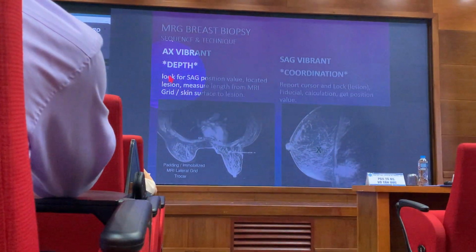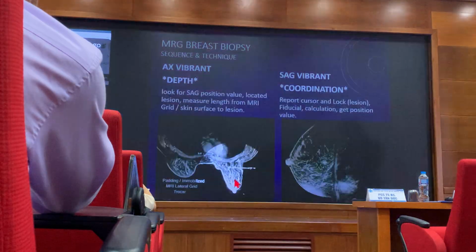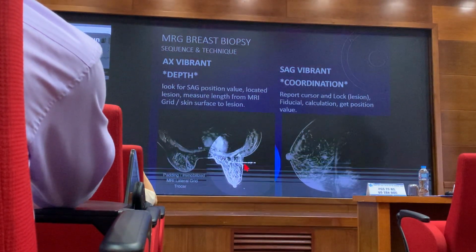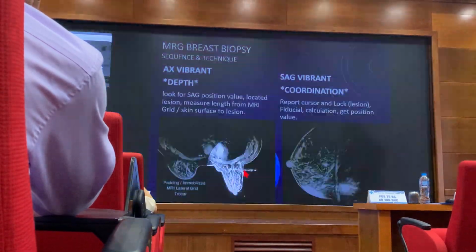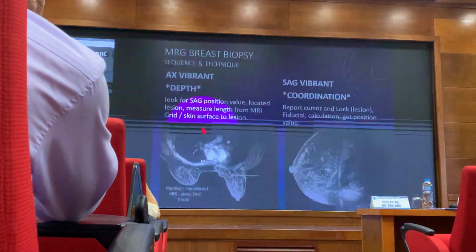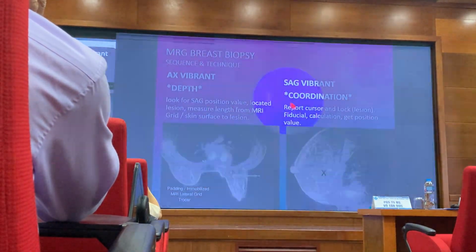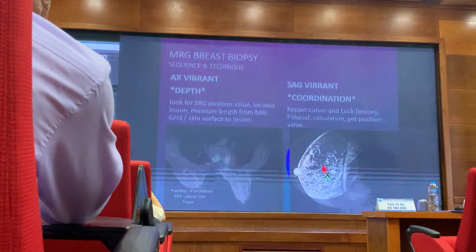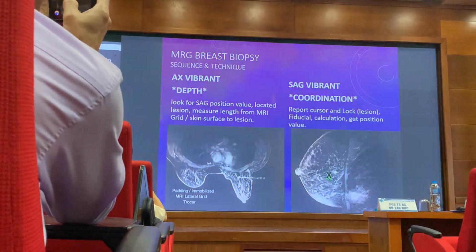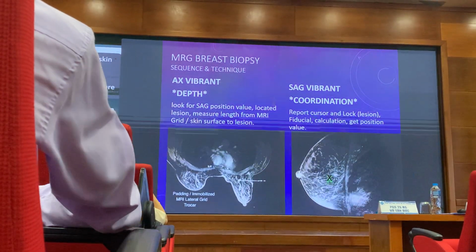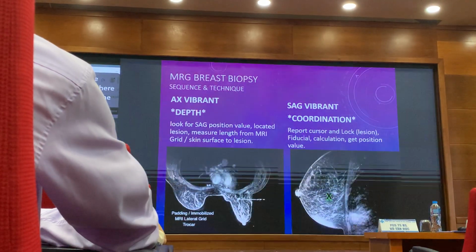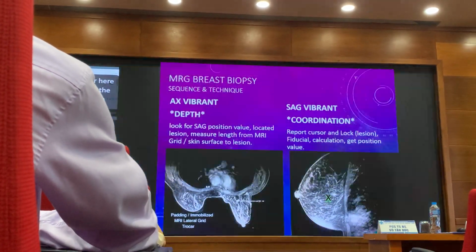So for the axial view, we look at the depth. From the lesion itself, we calculate the distance from the surface of the skin to the lesion. This is for the depth. And the sagittal view is for the coordinates. We will lock it over here and then we move the images to the grid. Then we're able to calculate on which grid line, which coordinate we want, and then we know exactly which grid we will go in.